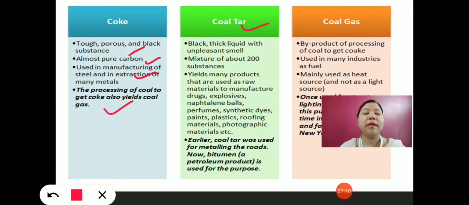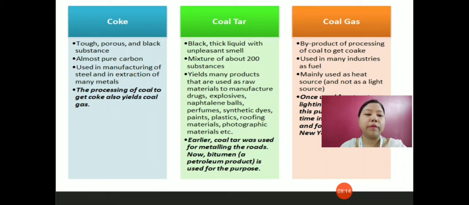Coal tar. It is a black, thick liquid with unpleasant smell. It is a mixture of about 200 substances. It yields many products that are used as raw material to manufacture drugs, explosives, naphthalene balls, perfume, synthetic dyes, paints, plastics, roofing materials, then photographic materials. Earlier coal tar was used for metalling the roads, but now bitumen is used for this purpose, and bitumen is a petroleum product.